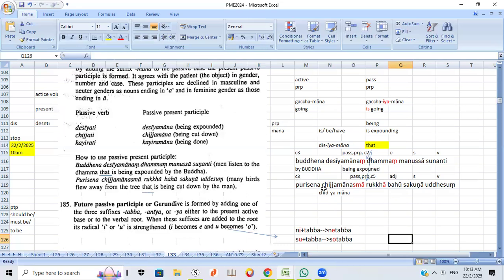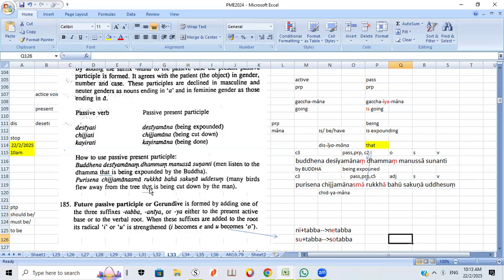And these two words, Purisa Jamanasma, this is describing this. But the book didn't explain describing it. So they are in the same case. This is case 5, ablative. This is case 5.